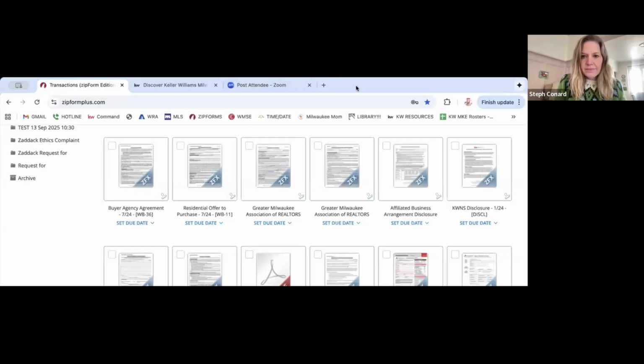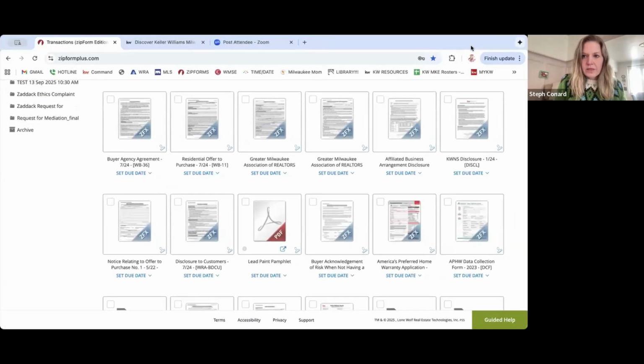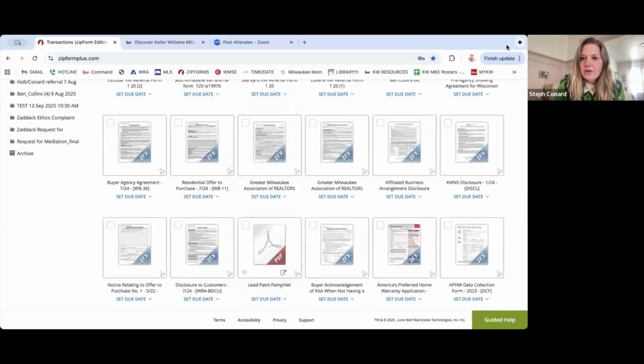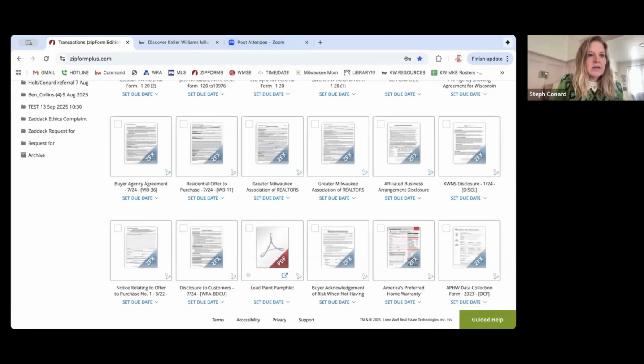I'm going to start with the addendum O today. And as always, stop me at any time with questions. The addendum O is in our zip forms, of course. It is not automatically inputted into our packets. So just an FYI there.